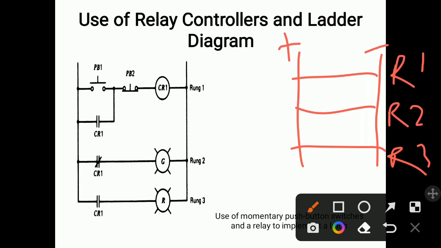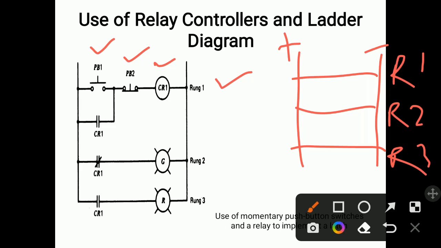In this diagram you can see a push button is used in the first rung. This is our first rung. What is used here? Push button 1 is used, which is normally open. Then push button 2 is used, which is normally closed. This is CR1. CR1 is nothing but a relay coil.